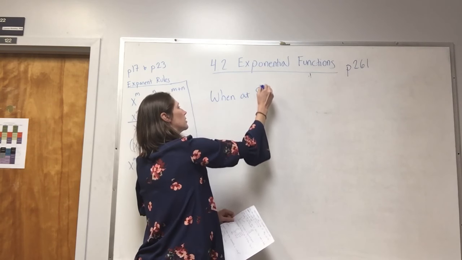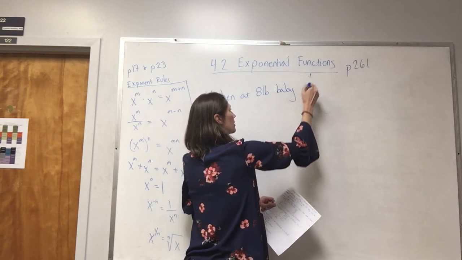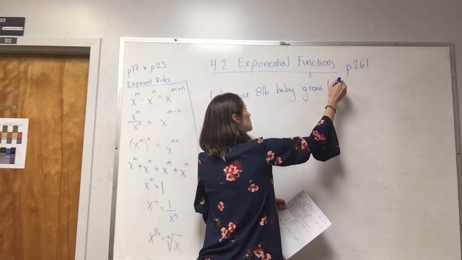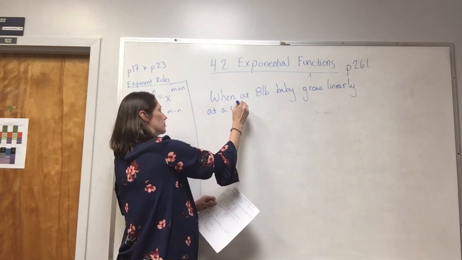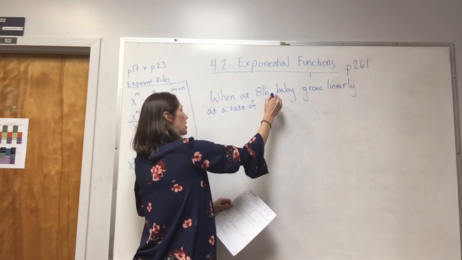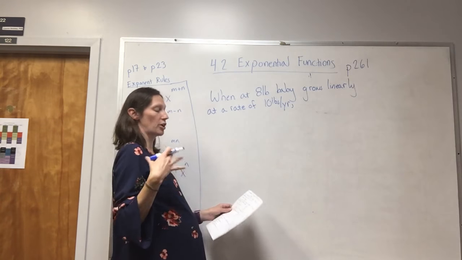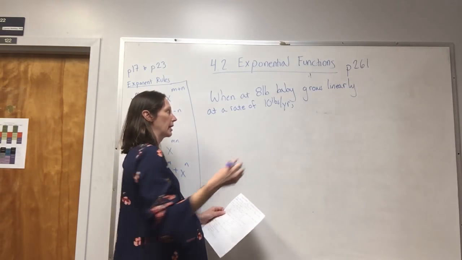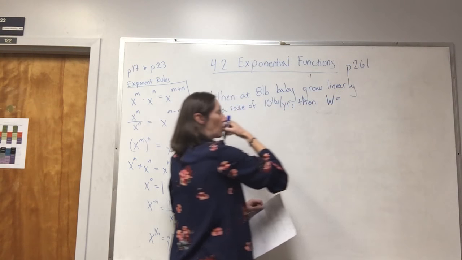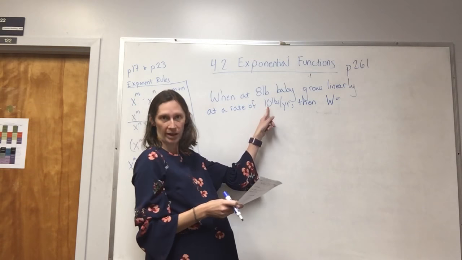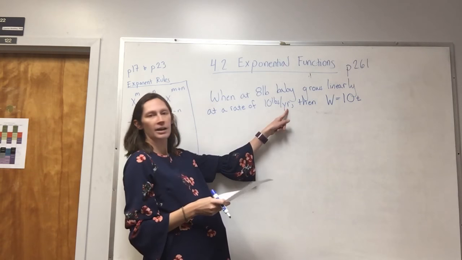an 8-pound baby grows linearly at a rate of, let's say, 10 pounds a year. Then we could capture this with a linear function, with a function that's a line. So we had something like W for weight equals, well, which one of these things is our slope? Rate of change is slope, so our slope is 10. Our input is t, we're dealing with time in years.